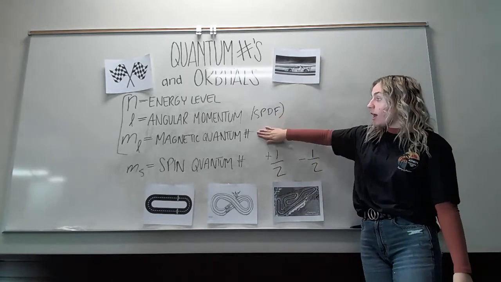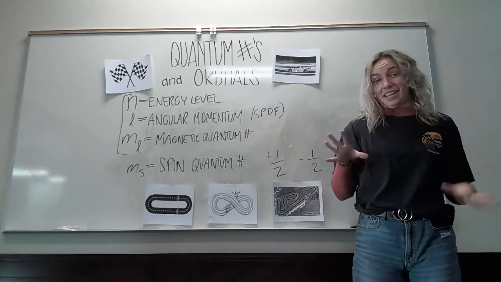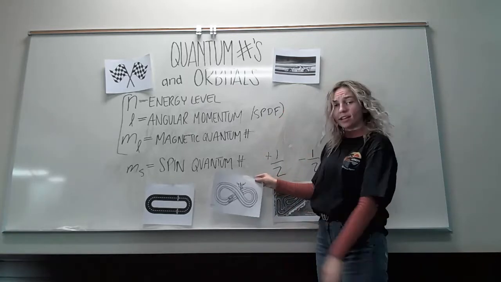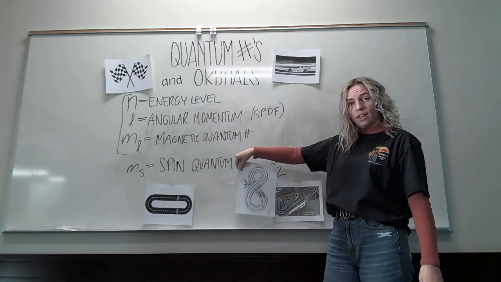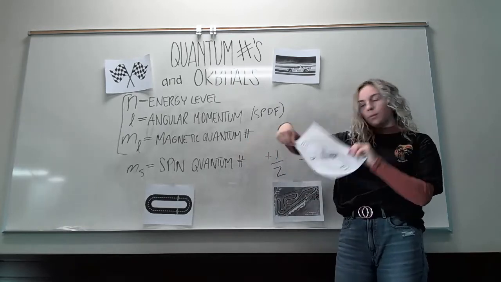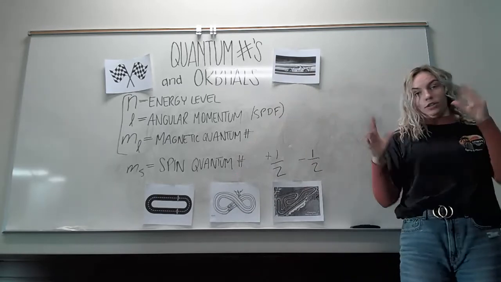Then we've got the ML, which is a quantum number. And I don't know if this is exactly correct, but kind of how I thought of it is the orientation. So you've got your racetrack like this, but what if the racetrack is facing north instead of south? Or what if it's facing east? Or what if it's sideways? So then the M(L) quantum number describes the orientation of the racetrack.